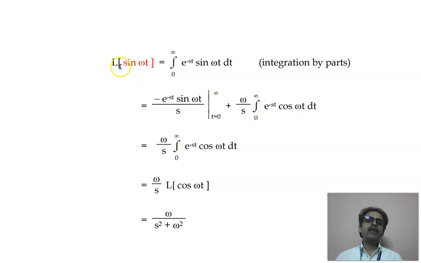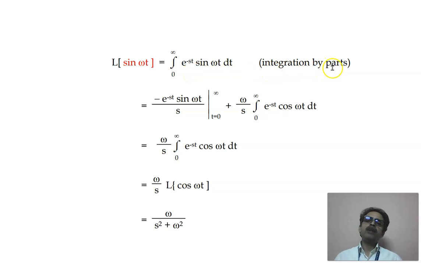Let's now find the Laplace transform of sin omega t. Let's find it now. Sin omega t is a standard function. If you apply the definition of Laplace transform, Laplace of sin omega t becomes the integral from 0 to infinity e raised to minus st into sin omega t dt. Now here, instead of applying that previous definition, we apply integration by parts. Let's try to find the value of this integral by another technique.